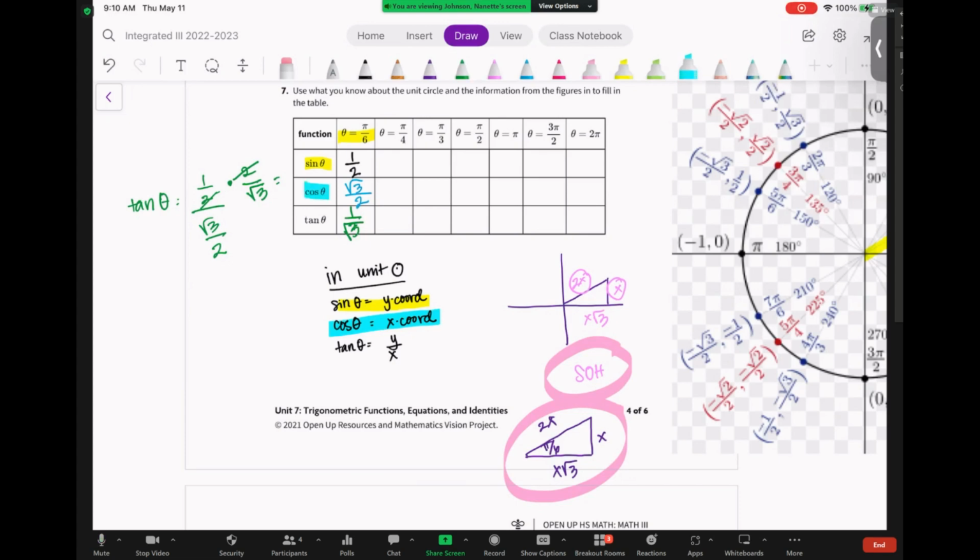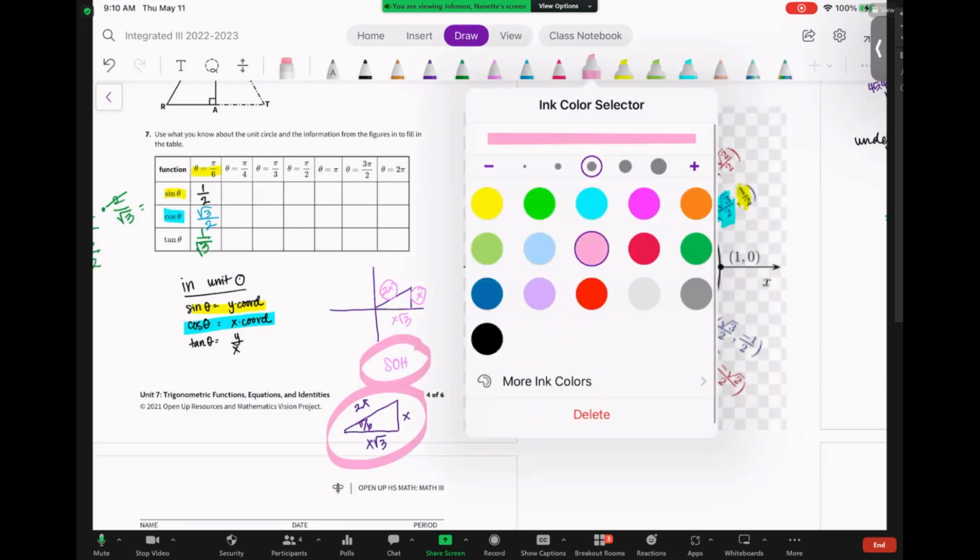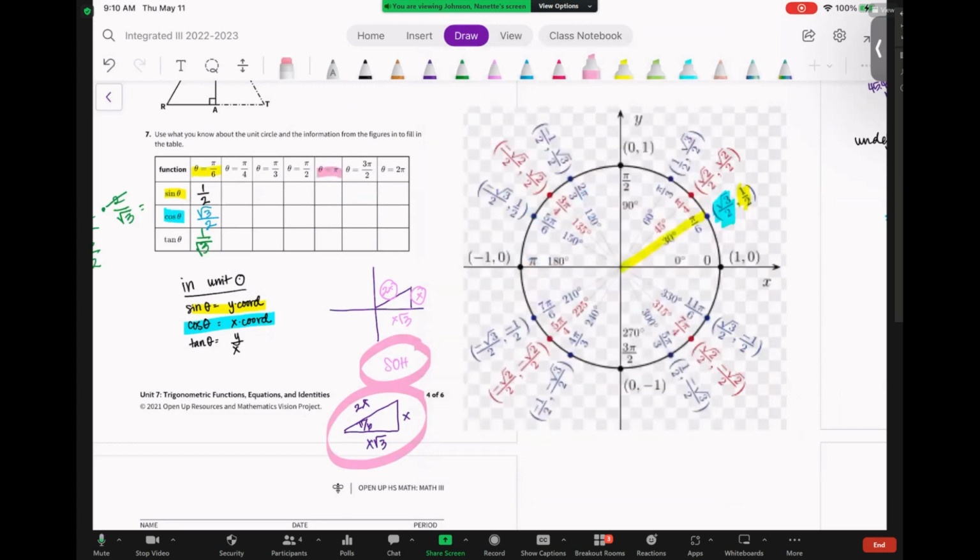You can imagine doing this over and over again. To find pi over 4, you find pi over 4, write your y coordinate for sine, write your x coordinate for cosine, and then divide. The ones that get kind of interesting are the ones that sit on the axes. So I'm going to do sine, cosine, and tangent of pi.